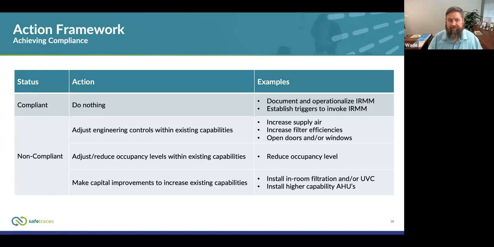So am I going to increase some supply air? Am I going to change my filter out? Am I going to open doors or windows? You can do non-engineering controls like we talked about, which is you can adjust or reduce the occupancy levels within. So that's that P sub Z IRMM. So instead of your design occupancy, I might use a reduced occupancy level. And then the third one is to make some capital improvements, which includes installing in-room filtration or UVC or a larger air handling unit, more than what the existing equipment can do. And so when you look at this, there's a lot of options, right? So there is no silver bullet. You have to look and do that.